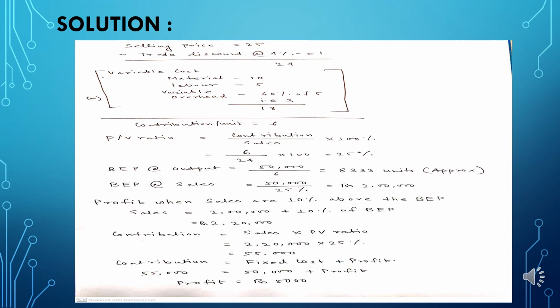Now this is the calculation for 10%. If you do it for 25% as well, a similar kind of method needs to be followed, where 2 lakh plus 25% of the break-even point should give you the sales figure, and then you can follow the same kind of mathematical expression to find out the profit at 25% above the break-even point when the sales figure is that.